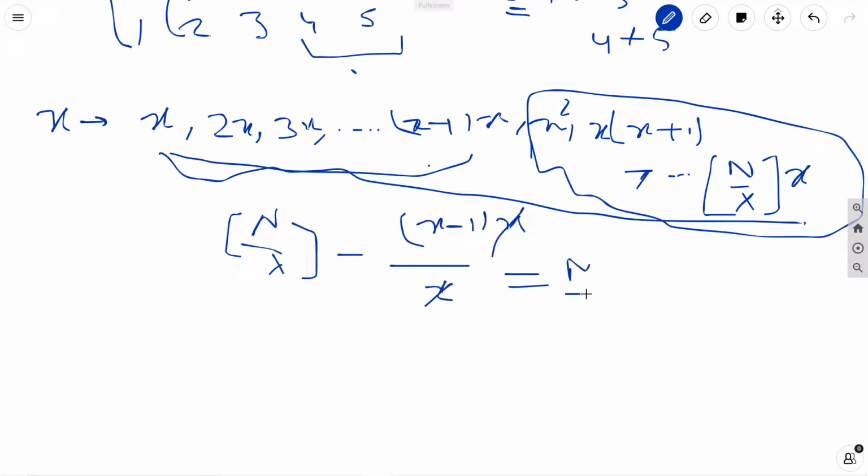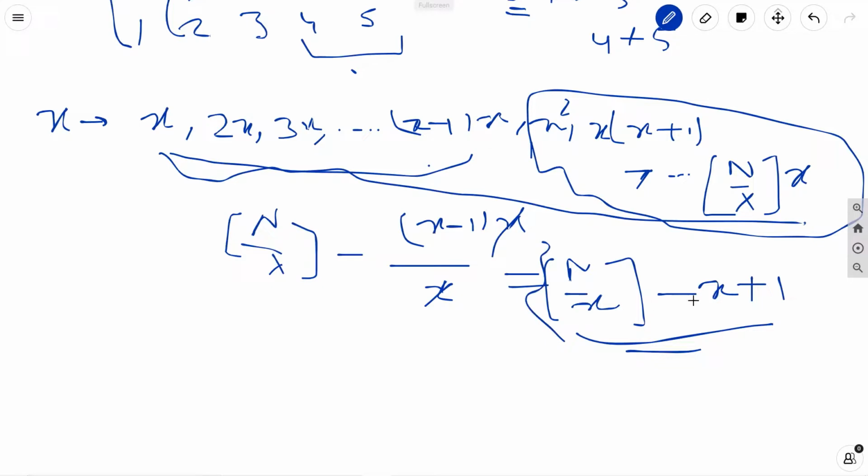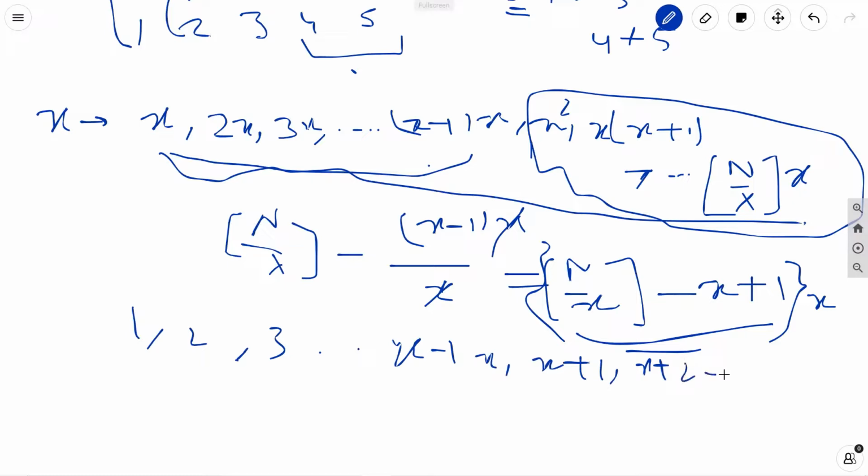So basically we are left with this one, n by x minus x plus 1. So these many numbers are there which are multiples of x, and those we have not taken care of yet. And then this we can multiply by x and we will get our divisor sum. Okay, and we will add this to our divisor sum variable. And when we divide by x, then we get 1, 2, 3, and then x minus 1, x, then x plus 1, x plus 2 up to n by x.